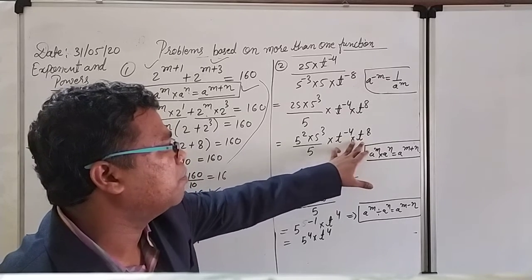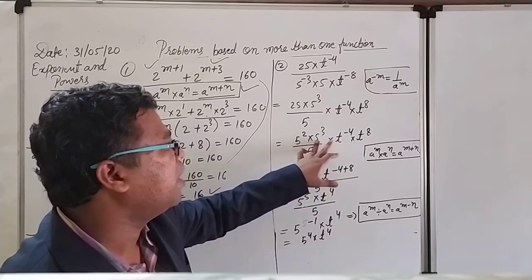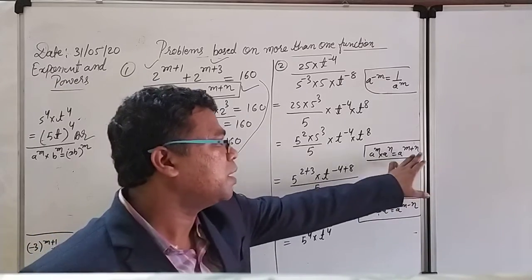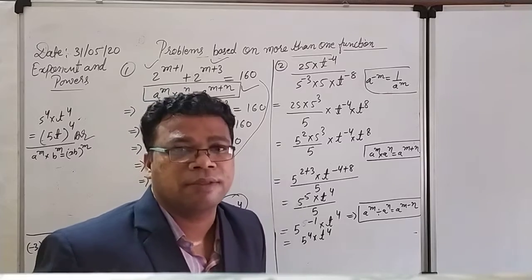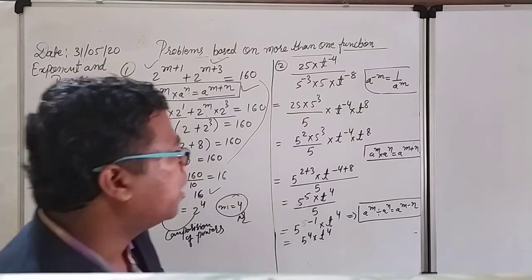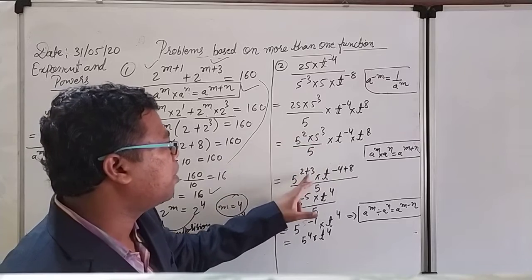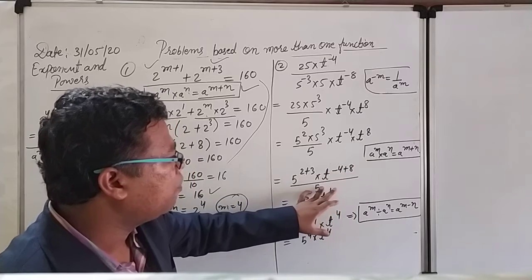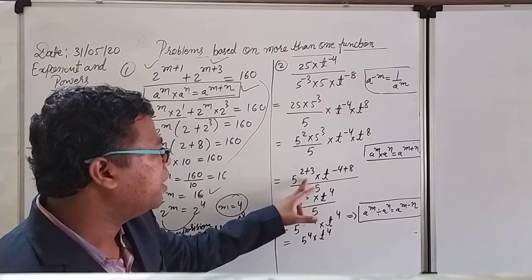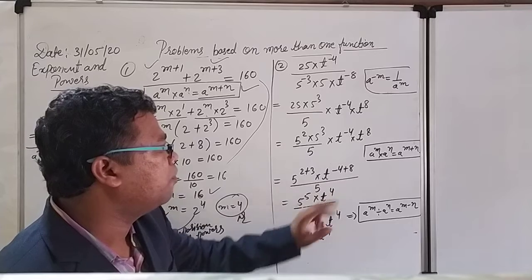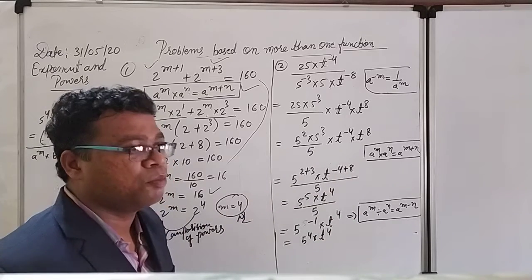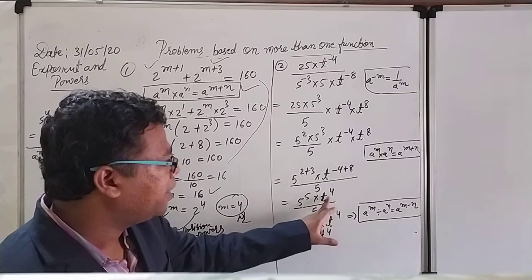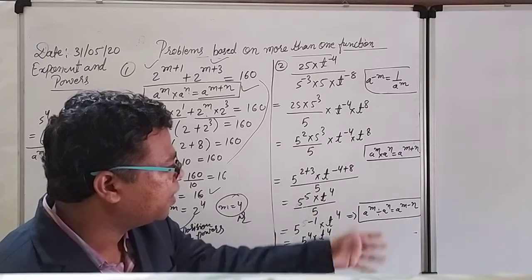If the bases are the same, t and t, and here 5 and 5, then that particular rule comes: a to the power m into a to the power n is equal to a to the power m plus n. It means I can add their exponents, the addition of exponents rule. According to that rule, I am applying here 2 plus 3, 5 to the power 2 plus 3 into t to the power minus 4 plus 8. Same way upon 5, no change. What do I get? 5 to the power 5 into t to the power 4, because minus 4 plus 8, the positive one is greater, so 8 minus 4 gives me 4, upon 5.